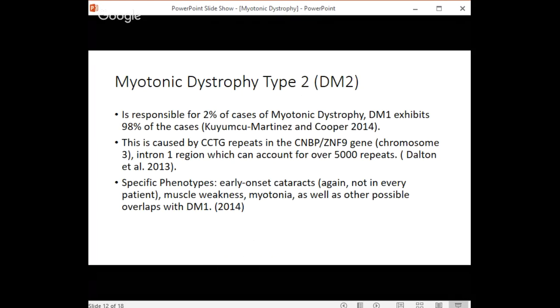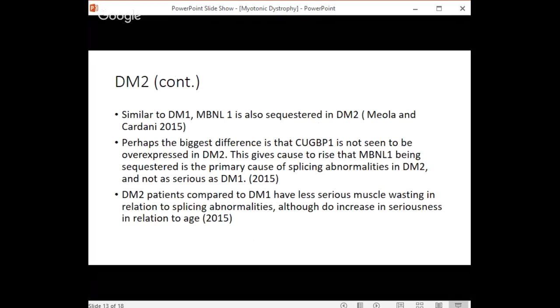So introns, they're not coding DNA, but if the damage is long enough, these can go into exon regions and such. And more specific phenotypes of this, like I said, are early onset cataracts. Again, not every patient, muscle weakness, myotonia, and other overlaps with DM1. It's very similar to DM1.